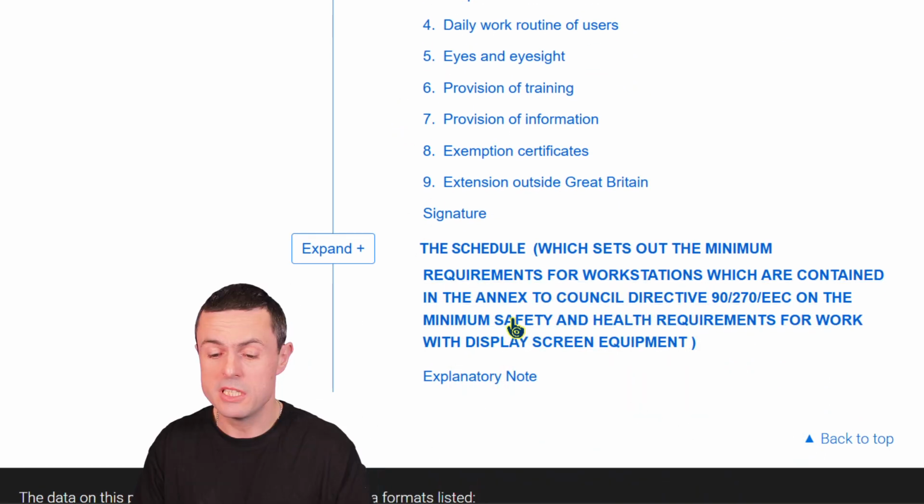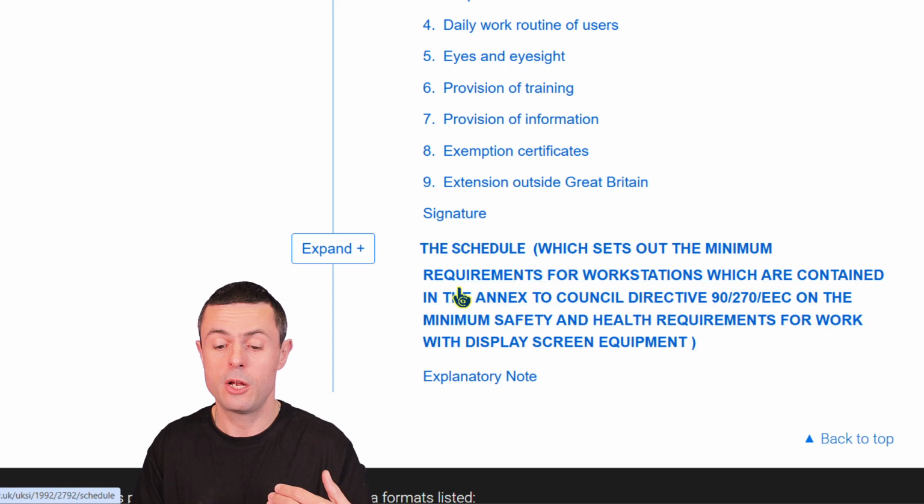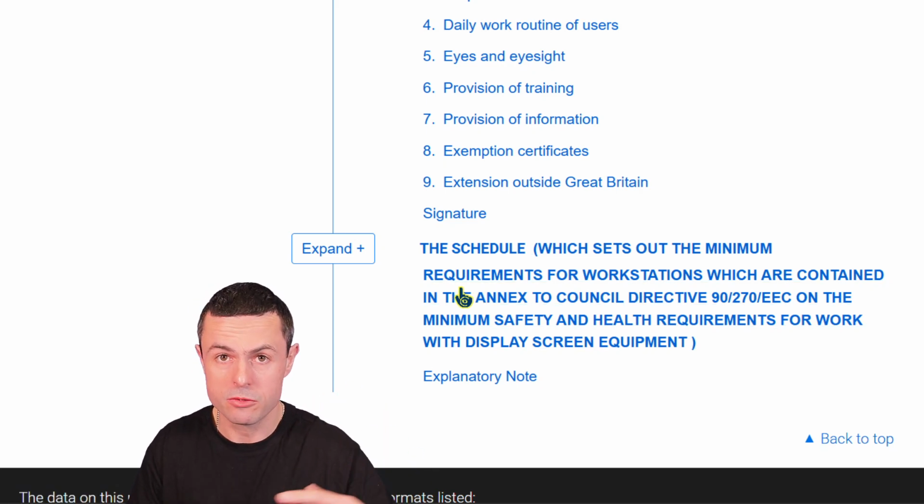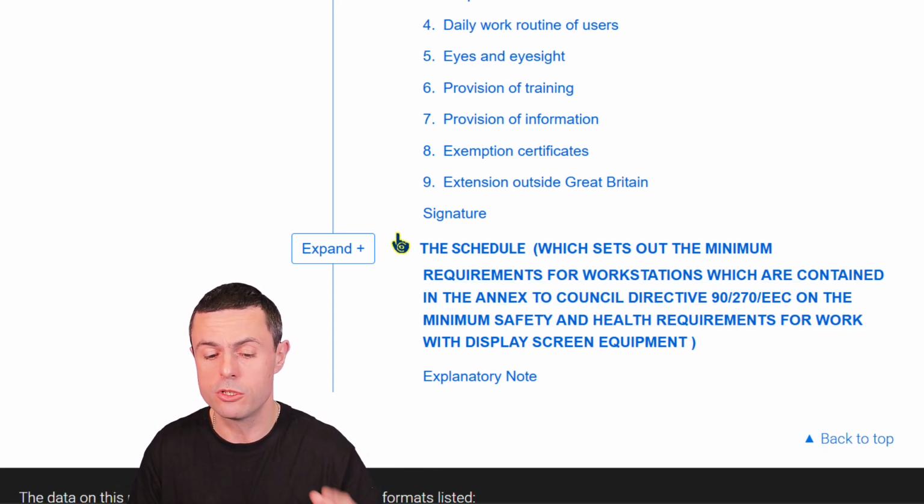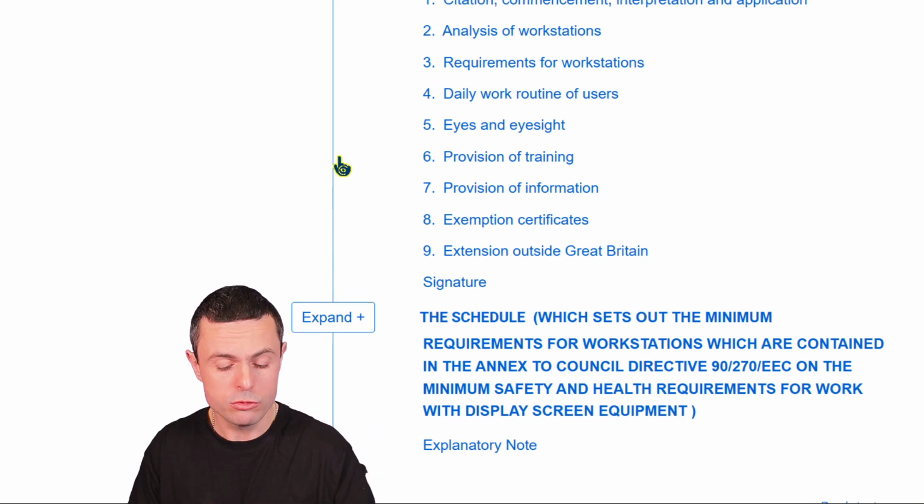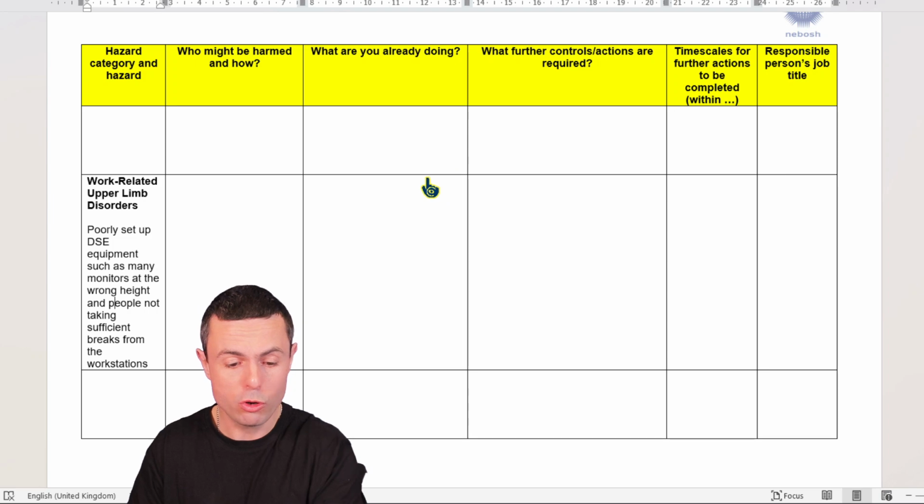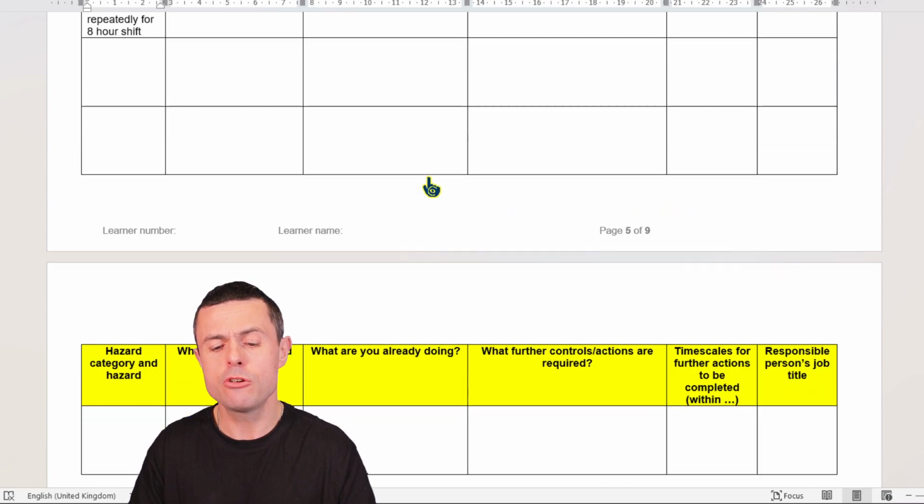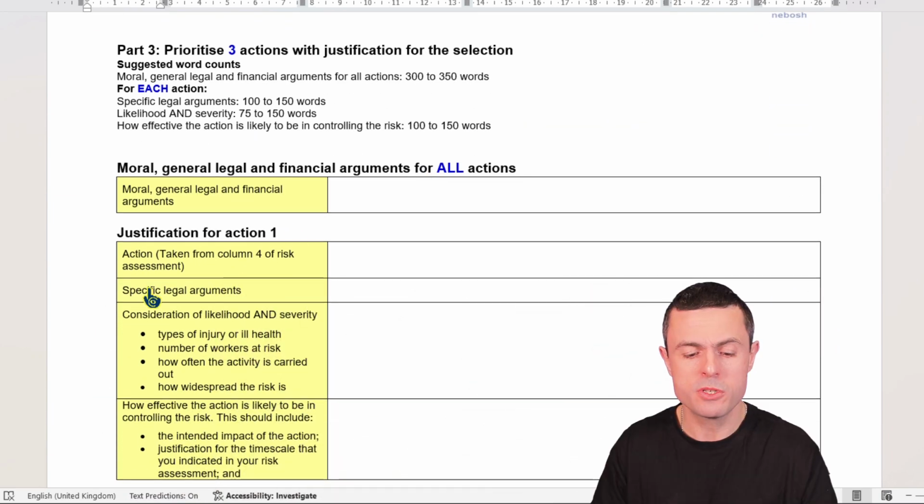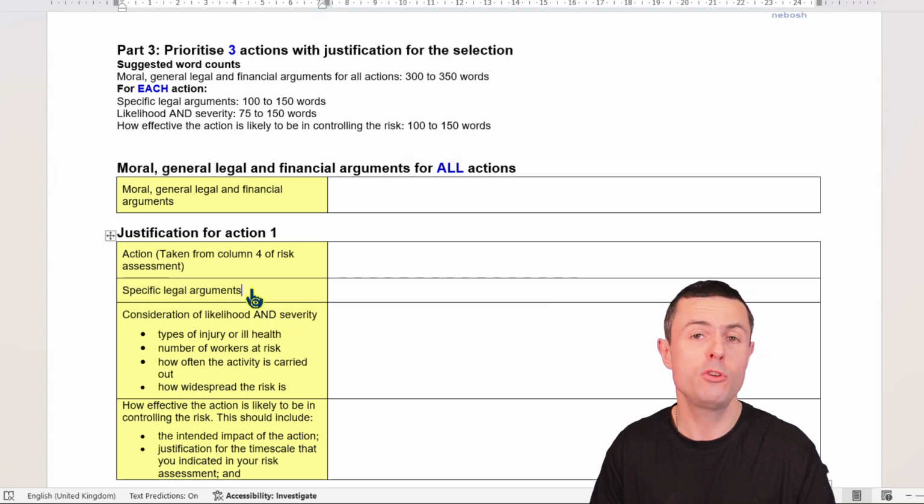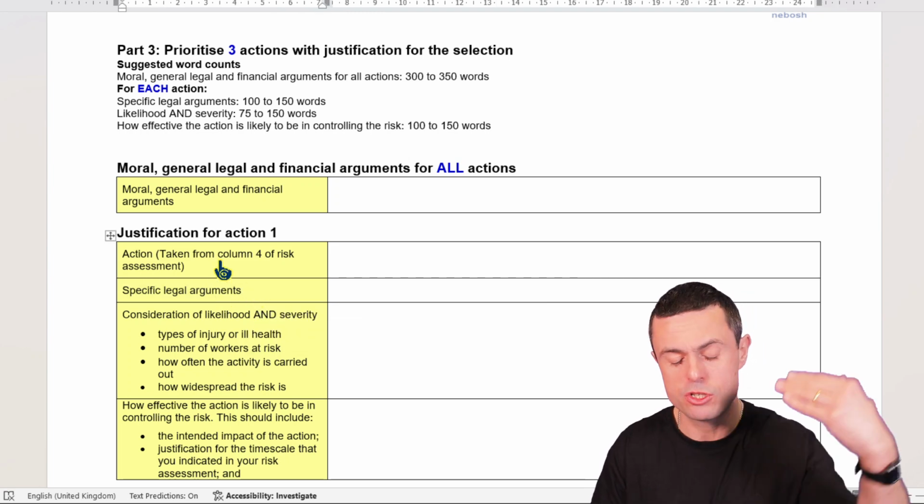It also goes into a bit of detail here about the design and what has to be provided in terms of the chair and the desk and so on. So you could have a look through those and you could use that to inform the controls on your risk assessment, and you could also use it if you wanted to in your specific legal arguments here if you have a DSE related action which you're taking forward.